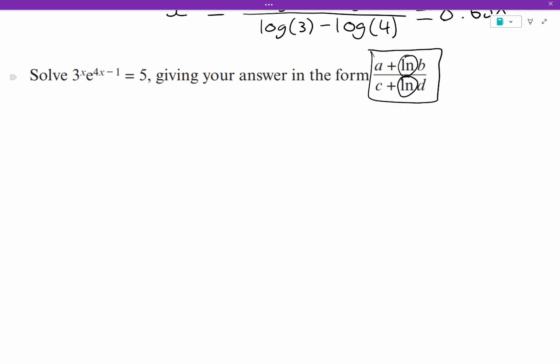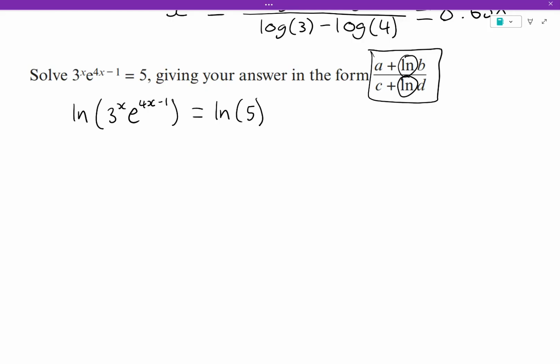If that wasn't there, then you could use any base log, but because the natural logarithm is in the final format, I am going to take the natural logarithm of both sides. So I'd write ln and in brackets, put the entire left-hand side, so e to the 3x times e to the power of 4x subtract 1, is equal to the natural logarithm of 5.